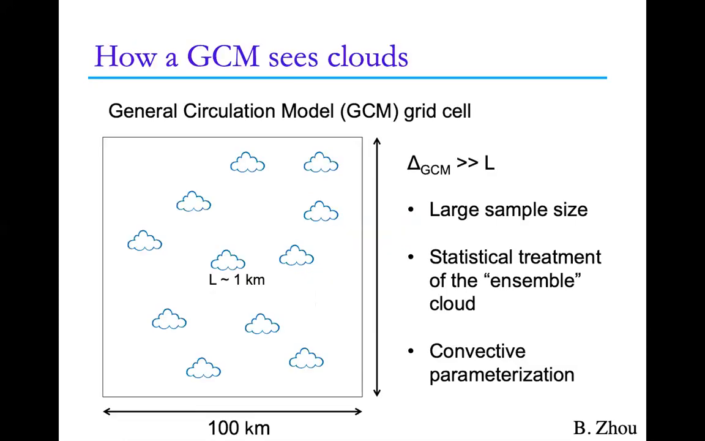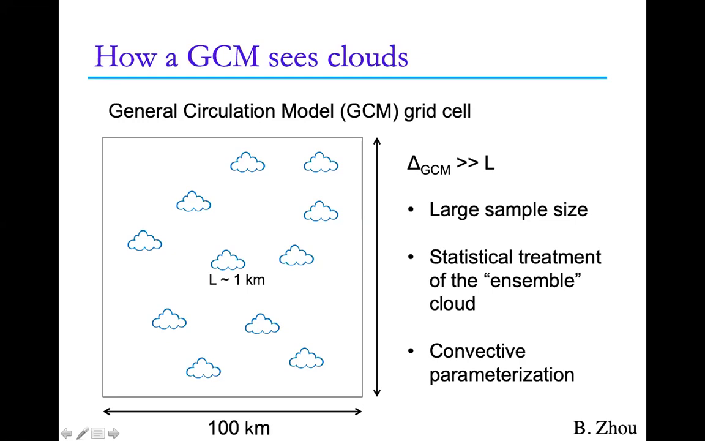At the largest scales, a general circulation model, a GCM, might use a resolution of 100 kilometers, and then you would have a very large sample size, and you would treat an ensemble or an average of these clouds and parameterize the effect of the clouds using some kind of convective parameterization. So in this case, the resolution of the model, the grid spacing delta, is much larger than the scale that you're interested in. And so those clouds are completely parameterized.